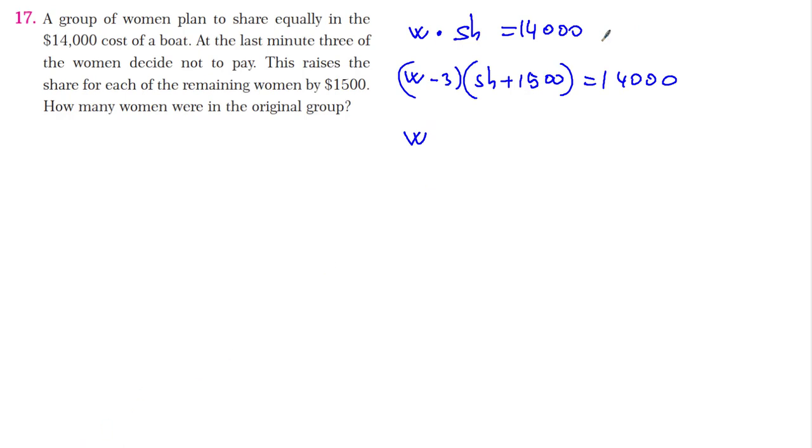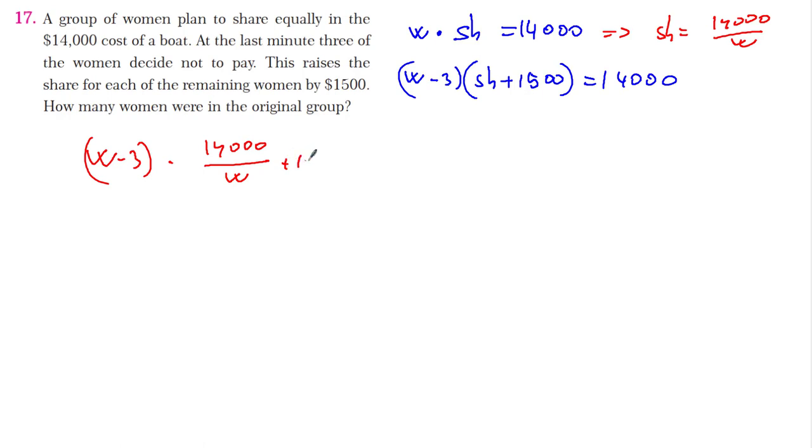From the first equation, we know that W is actually, let's write like this, SH is actually 14,000 over W. And let's use this substitution here. And what do we get? W minus 3 times SH is 14,000 over W plus 1,500.